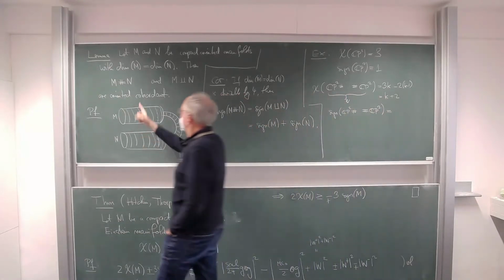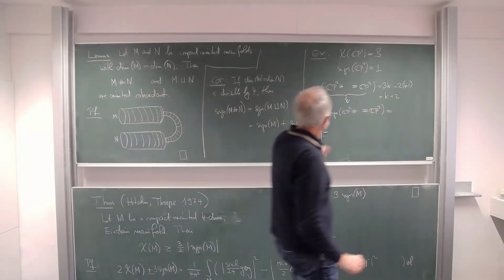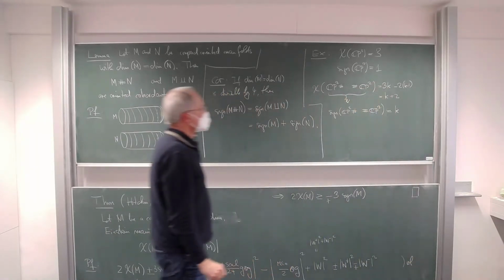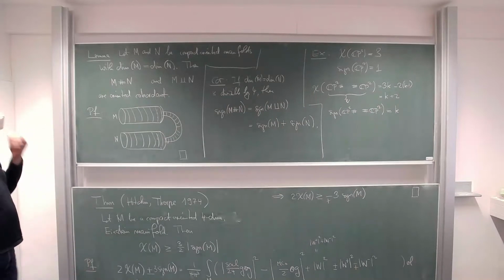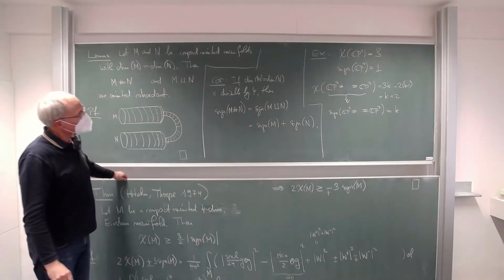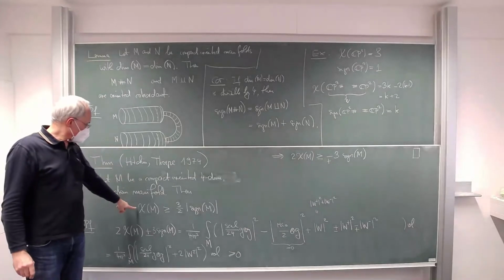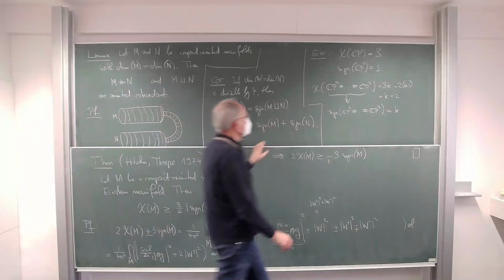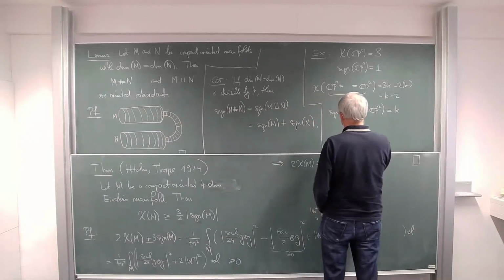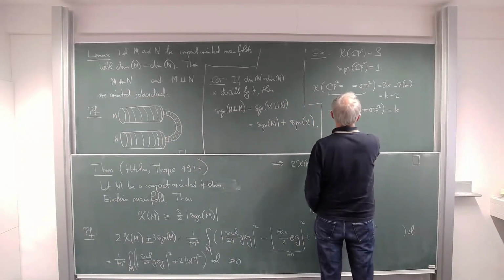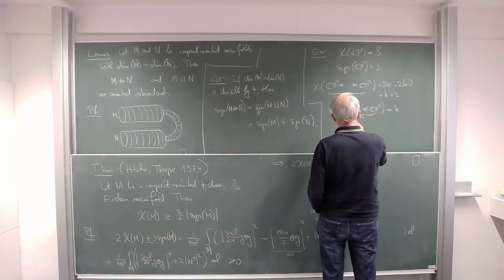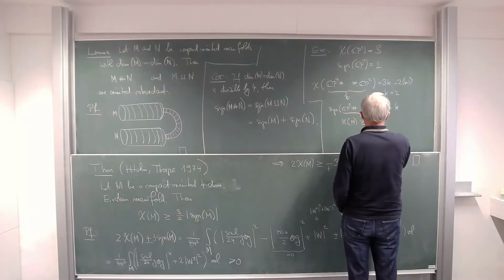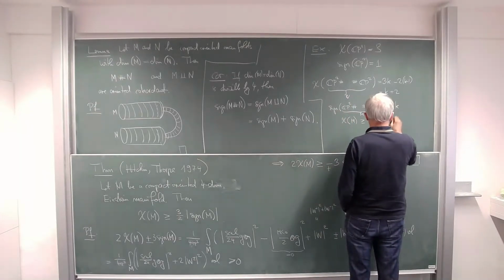Well, the signature is simply additive, so that's easy. The signature of each piece is 1, so this is simply k. And now we can check for which values of k this inequality is satisfied or violated. So we have the Hitchin-Thorpe inequality: the Euler number of M is larger than or equal to 3/2 times the signature of M.